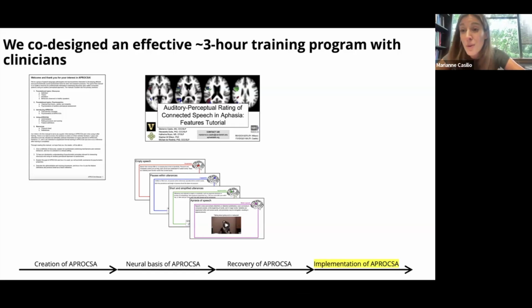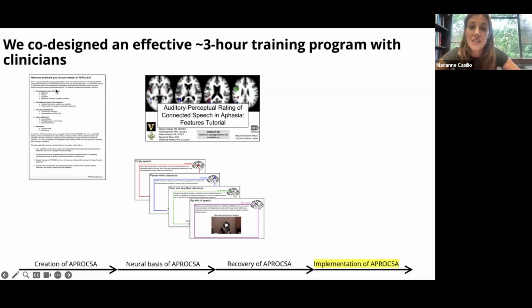They wanted to know more about APROCSA itself, its background, its procedures, things like that, and they wanted definitions, more expanded definitions and examples of the features. And so we hit that with this training manual that we created. And then we also created a webinar. And so that's what you're seeing here on the center part of the screen.